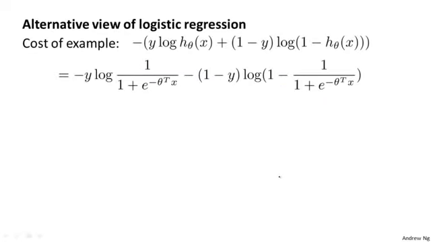If you look at the cost function of logistic regression, what you find is that each example x comma y contributes a term like this to the overall cost function.